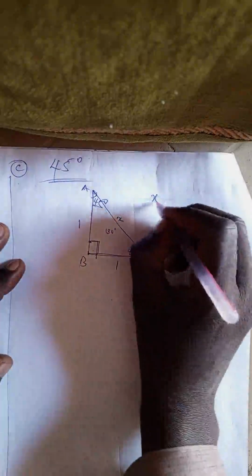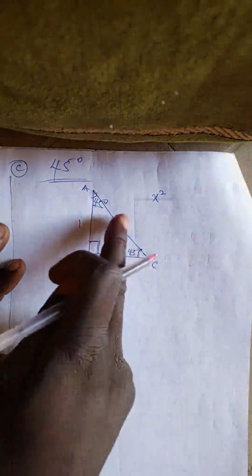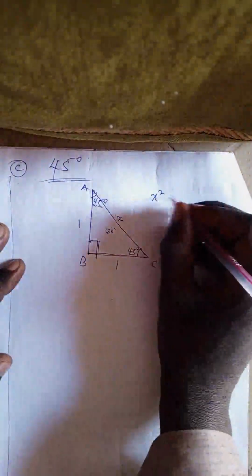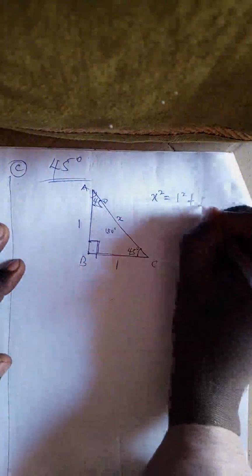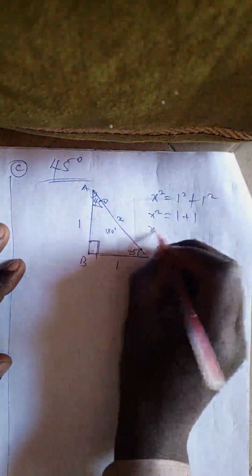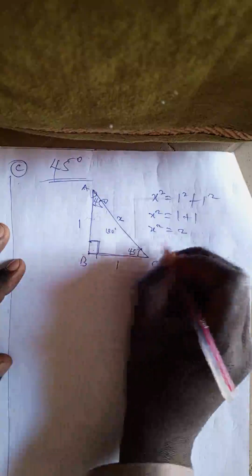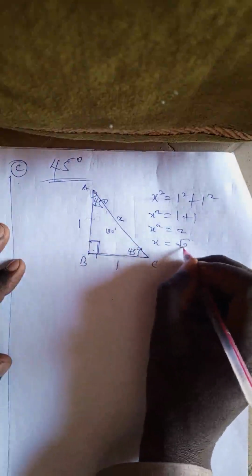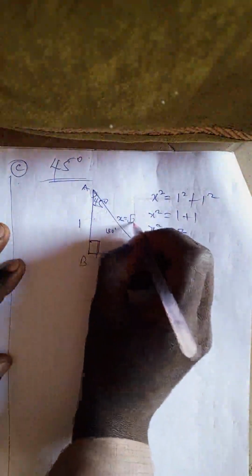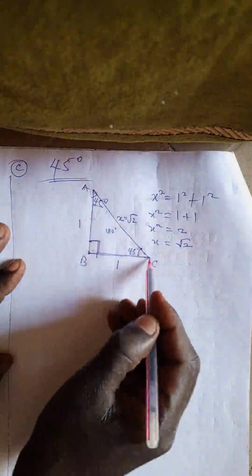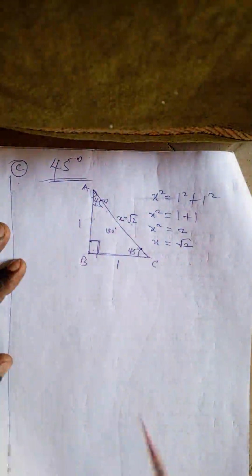Now, X squared, by Pythagoras theorem, the square of this is equal to the sum of the two squares. This is equal to 1 squared plus 1 squared. But X squared is equal to 1 plus 1. X squared is equal to 2. Take the square root of both sides, you have X is equal to what? Square root of 2. So the length of line AC is square root of 2.